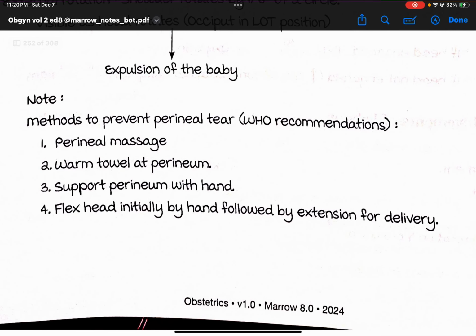Methods to prevent perineal tear. WHO recommendations: perineal massage, warm towel at perineum. Support perineum with hand. Flex head initially, followed by extension for delivery.